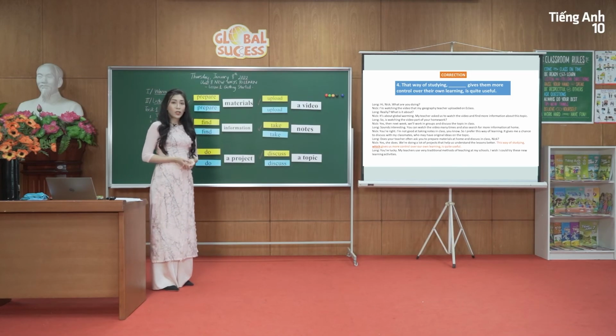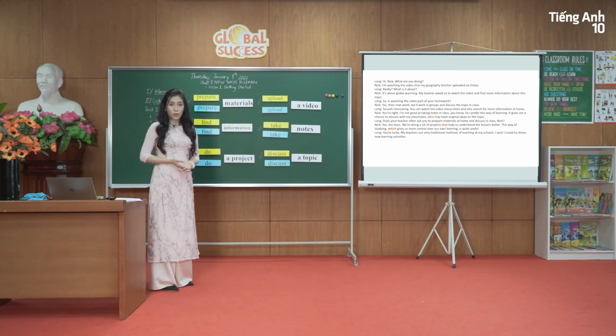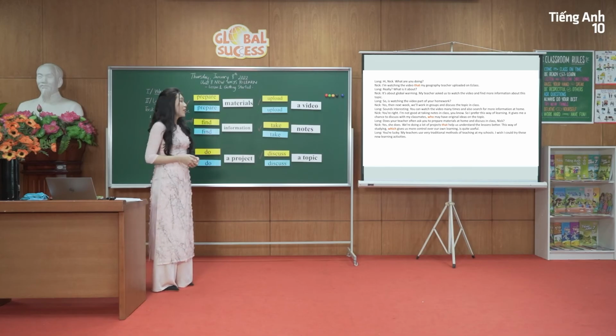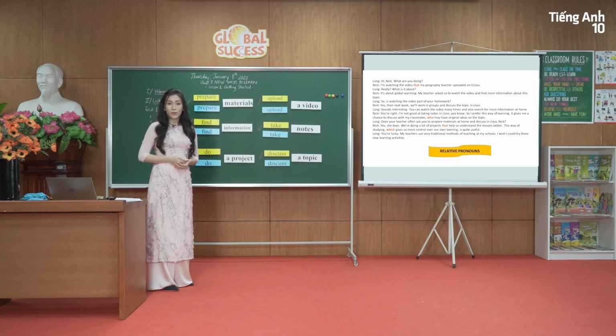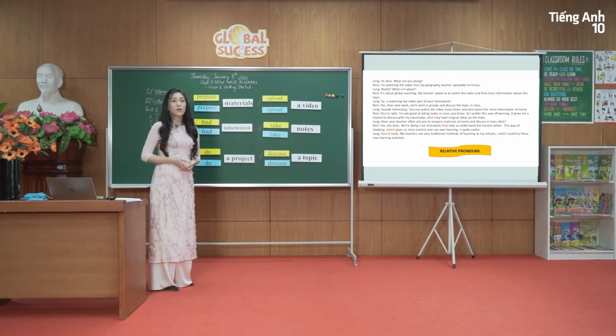So let's take a look at all the words that you have filled in the blanks. That, who, that again, and which. Can you tell me what these words are called? You have learned this grammar point back in grade 9. Hoa, please. Yes, they are called relative pronouns. You are going to discover more about relative pronouns and relative clauses in the next lesson.